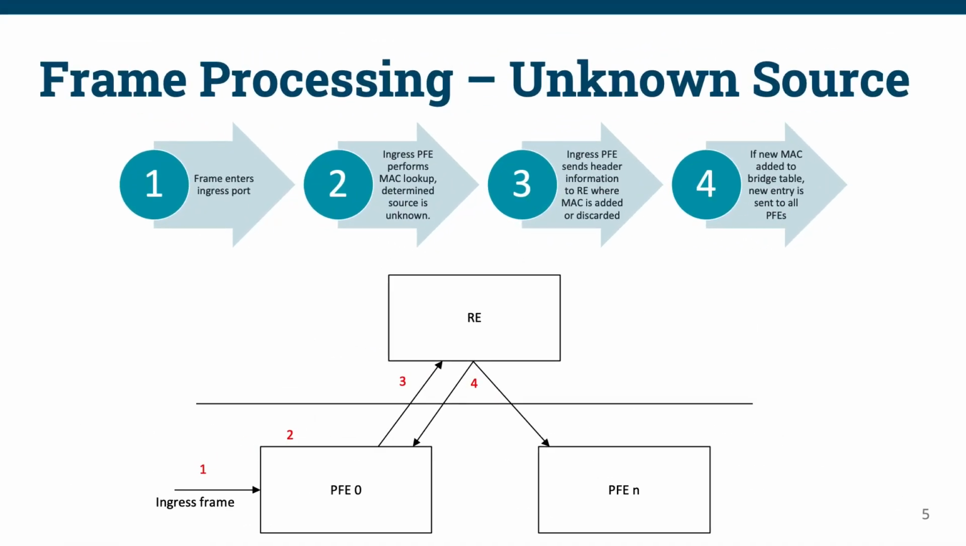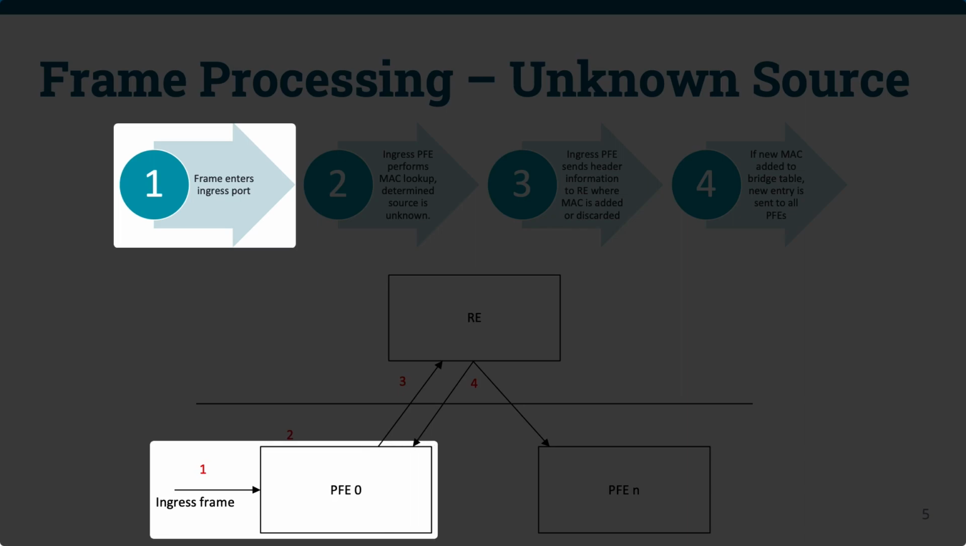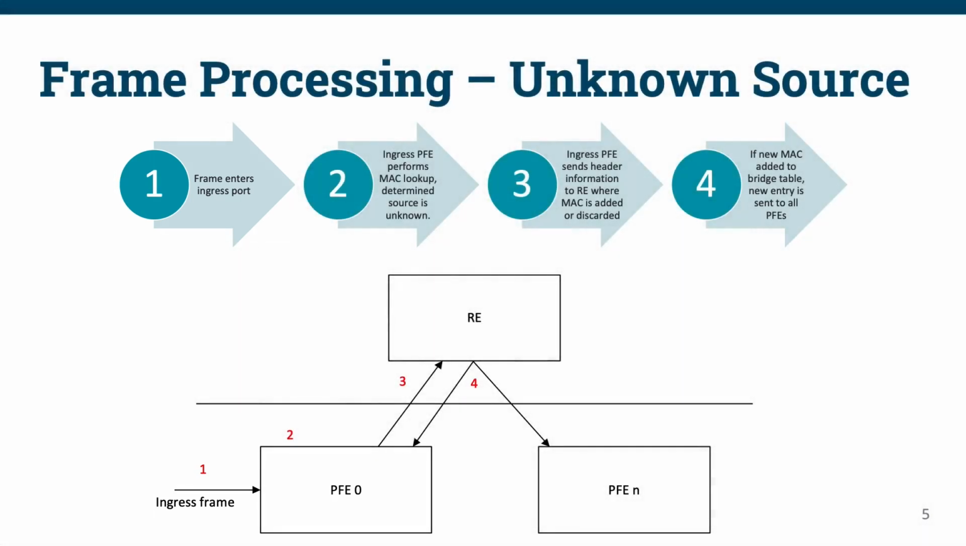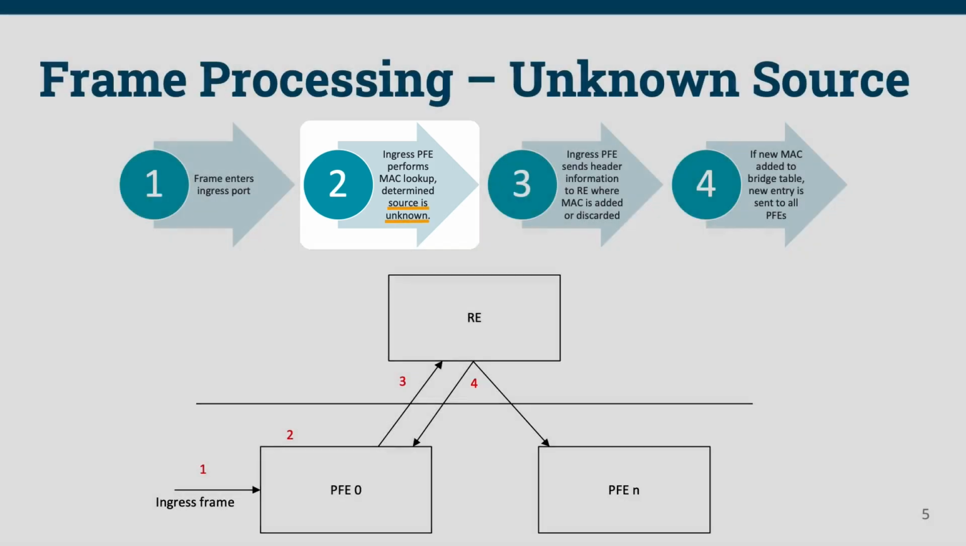The first step in our workflow is to receive the frame, ingress, on a port on a particular PFE. The ingress PFE then performs a MAC lookup on the source MAC address and finds out that this source MAC address is not yet known, hence being an unknown source classification of traffic. This would mean there is not an entry in the bridging table for this source MAC address yet.